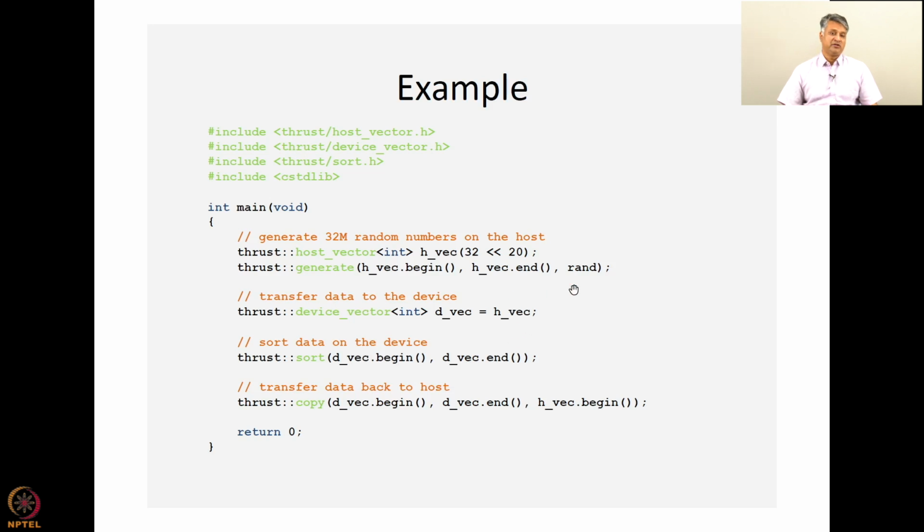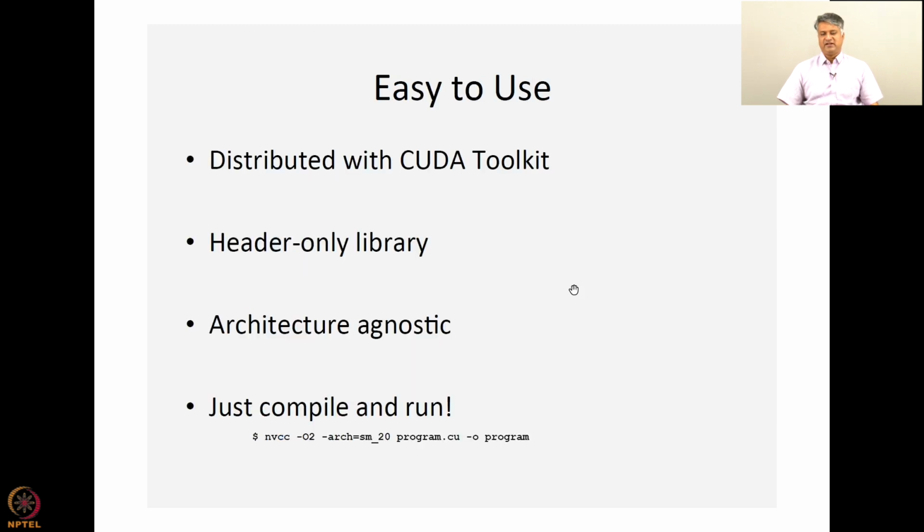And then you have other functions as well, like say explicitly sorting the data. Now you can call this thrust function sort to sort the device vector directly from the host without writing any particular code, and then you can do a copy back. So very basic algorithms have already been implemented on the device for this Thrust library. So it's very easy to use.